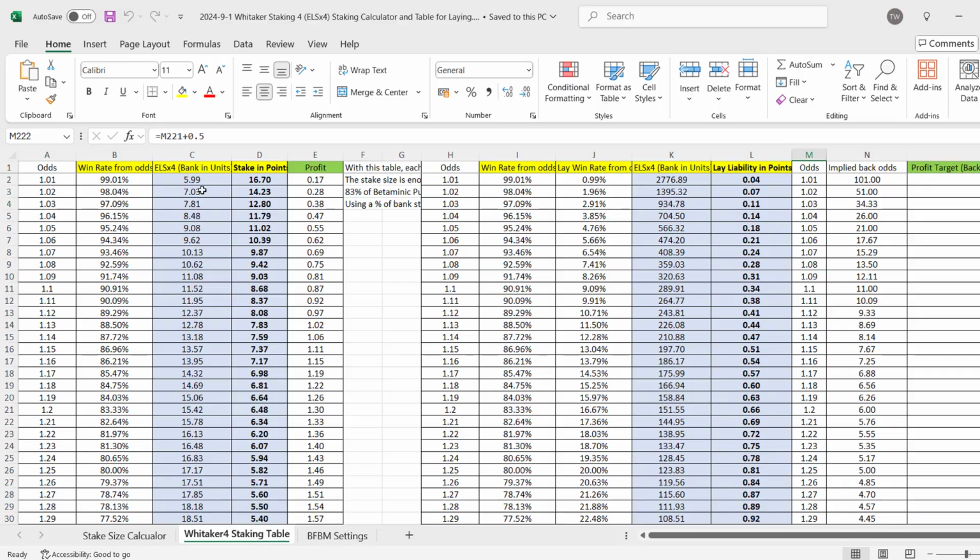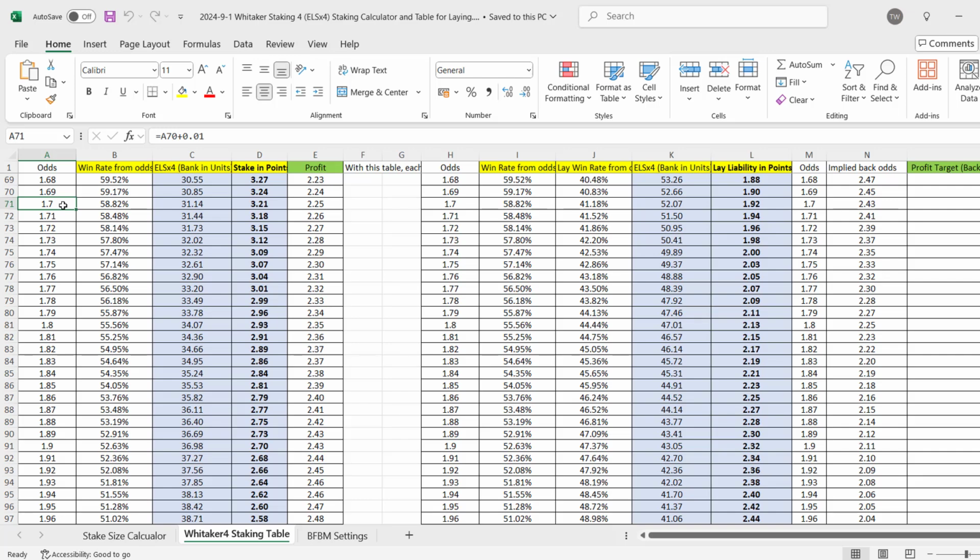And what I've done for laying is that with backing, it tells us what percentage of the bank we need to bet based on the win rate, which is calculated from the odds. So the key point there is the win rate. So what I did was I took the odds, which give me the back win rate, and I converted them to a lay win rate. So that's now the win rate for those lay bets, and then converted that to an ELS times 4, an estimated losing sequence times 4 bank, which can then be converted to the stake we place. And with lay betting, the stake is the liability.